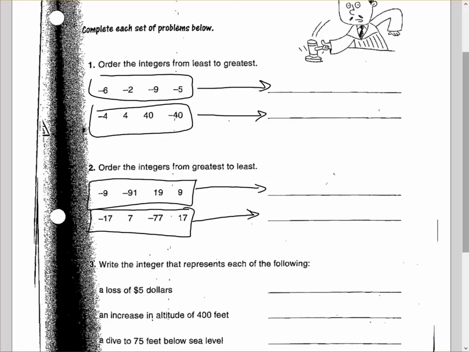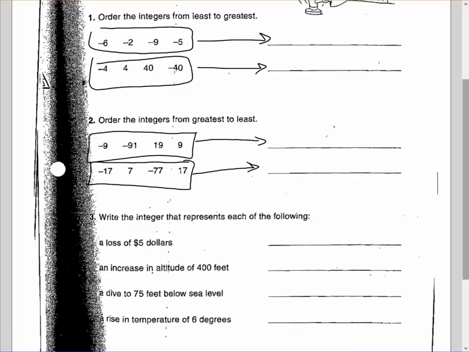Then on the next part, it says write the integer that represents each of the following. So a loss of $5 and an increase in altitude of 400 feet. So you're converting those to positive or negative whole numbers. Remember, that's what an integer is.